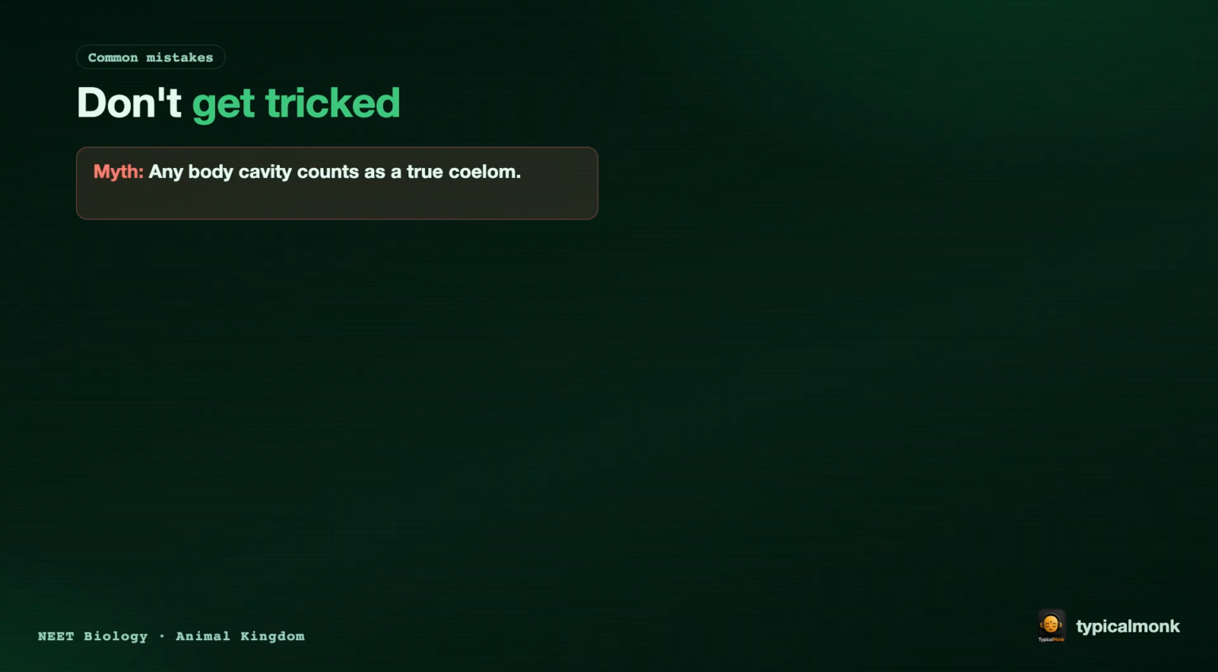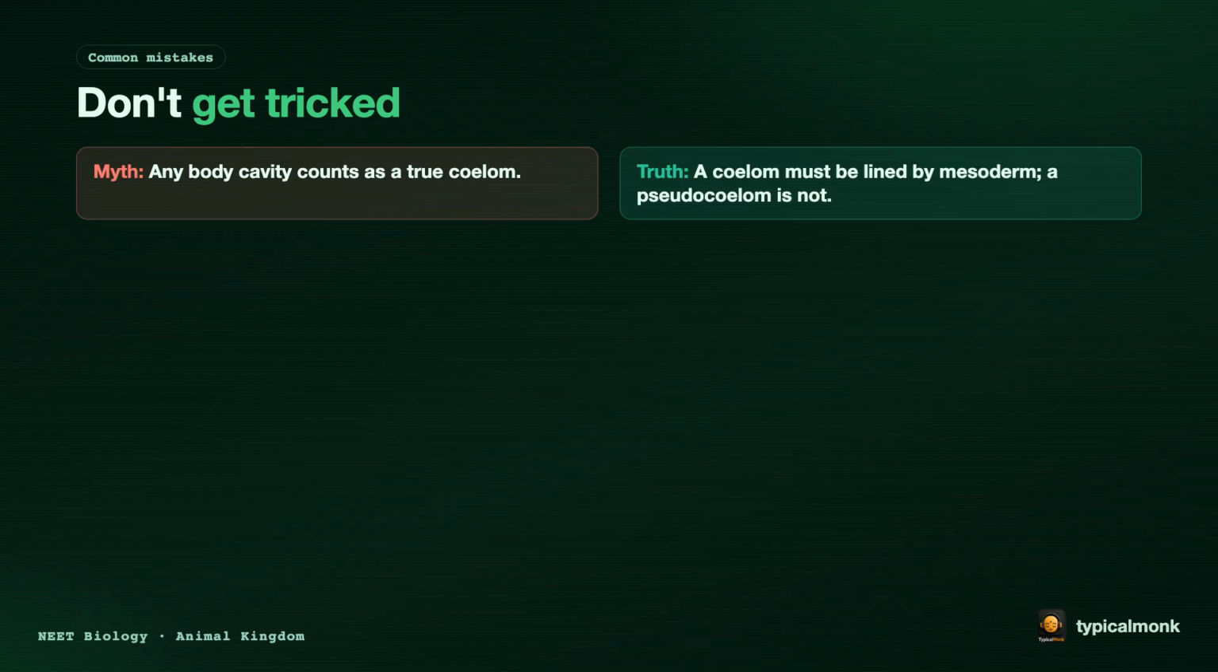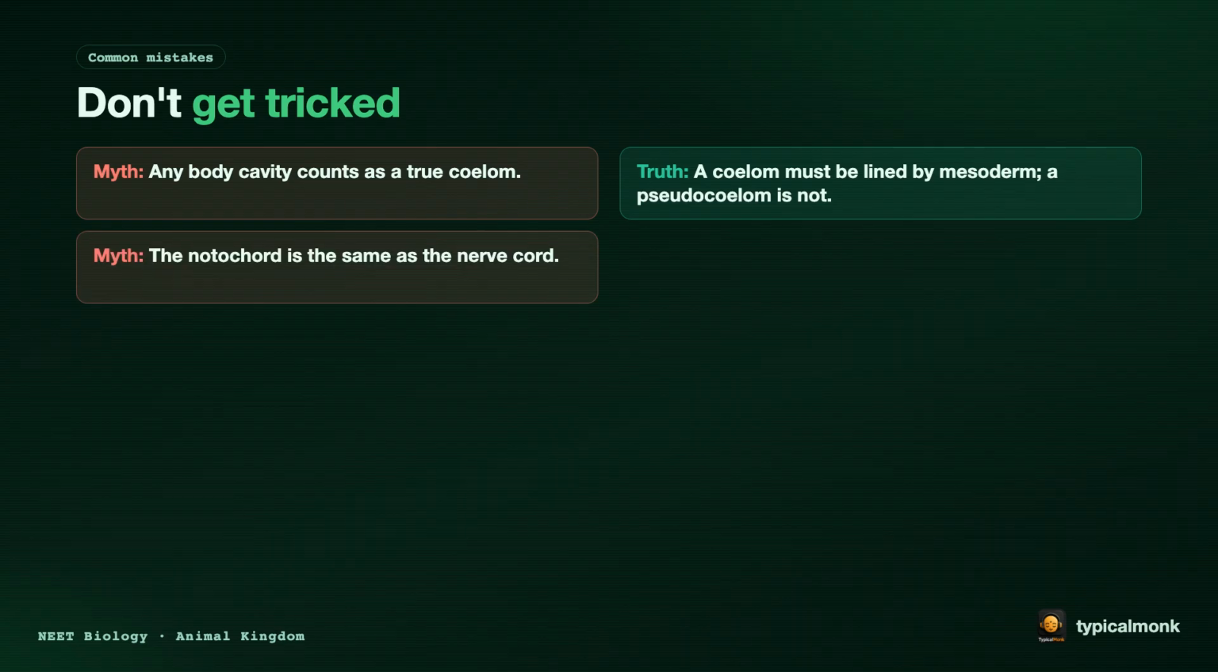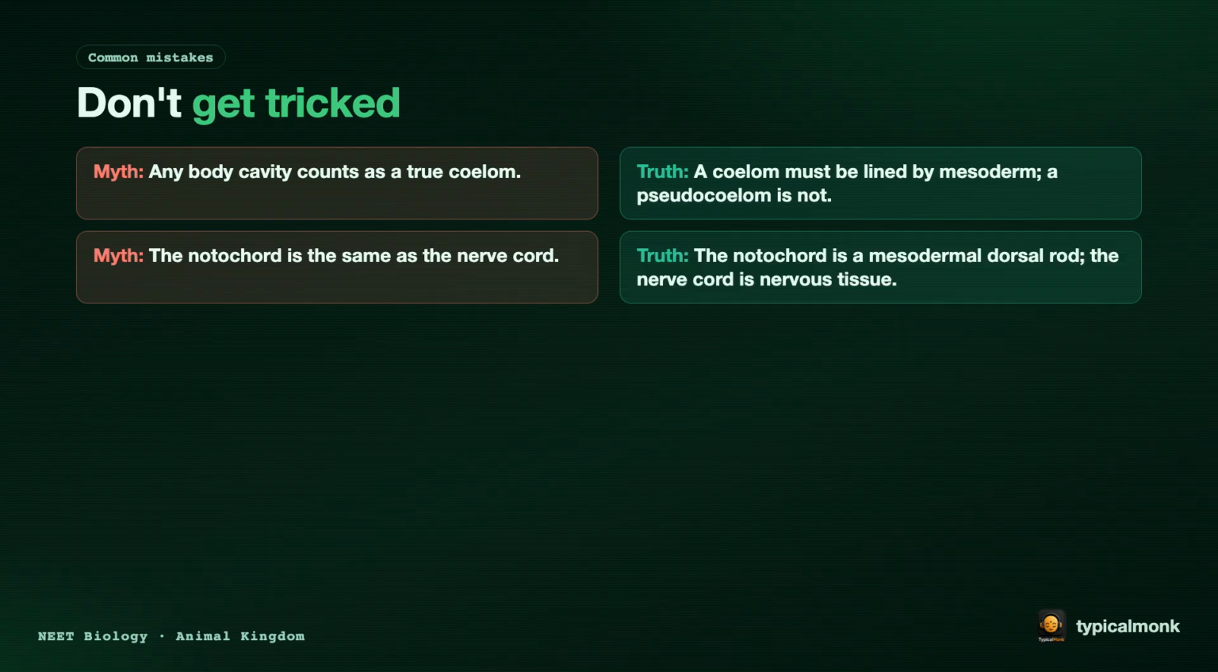Now let us clear the mistakes that students fall into. Myth: any body cavity counts as a true coelom. Truth: a coelom must be lined by mesoderm, a pseudocoelom is not. Myth: the notochord and the nerve cord are the same thing. Truth: the notochord is a mesodermal dorsal rod. The nerve cord is nervous tissue.